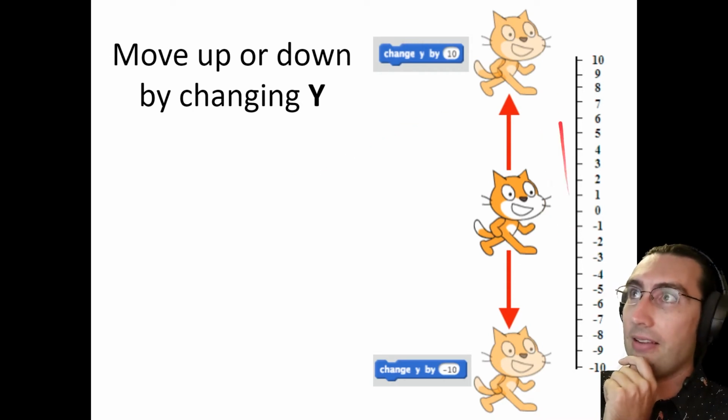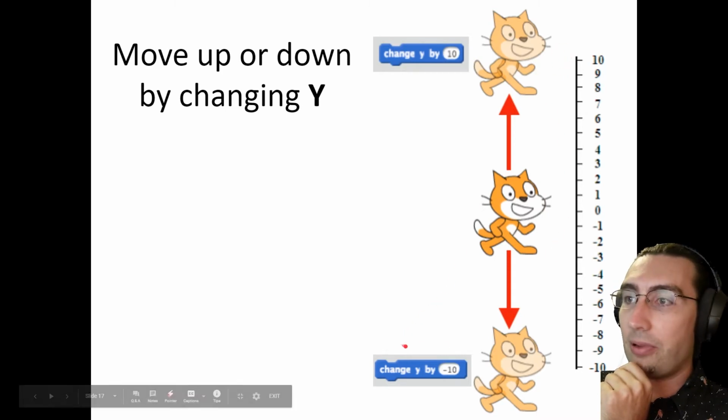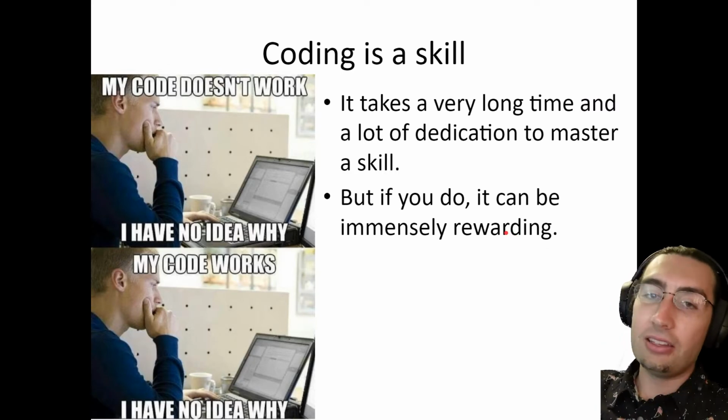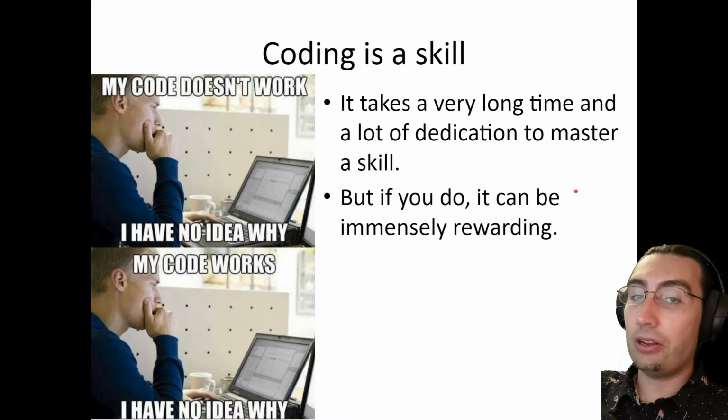And then it's the same thing for up and down. So change Y by positive 10 goes up here. Change Y by negative 10, see that little teeny negative sign? Goes down. It's pretty important. These are two really basic pieces of coding that are always important no matter what you're doing.